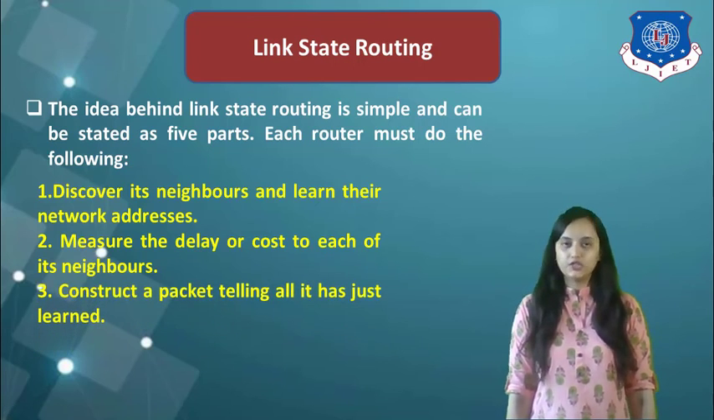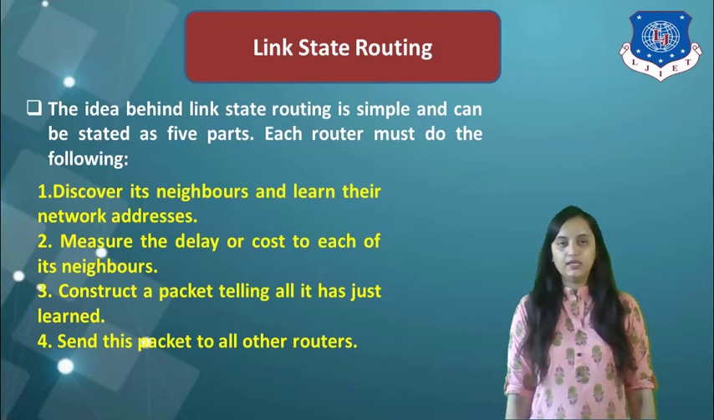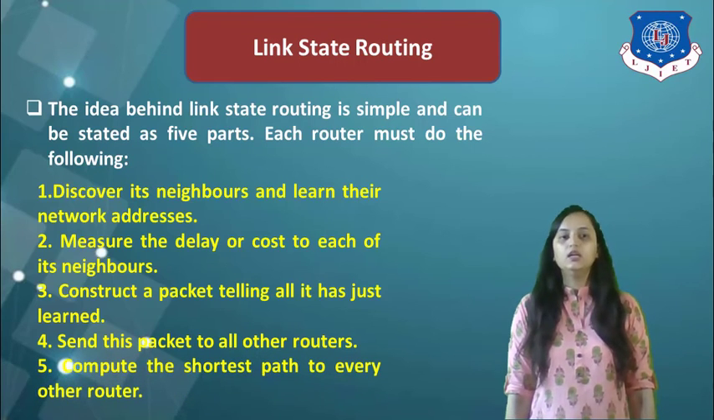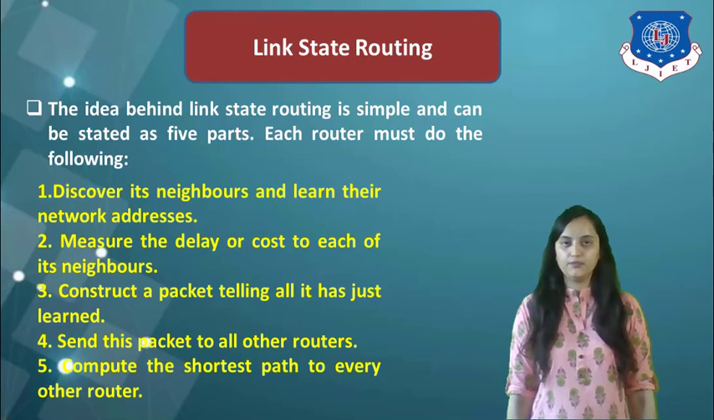The third is to construct a packet telling all it has just learned. That means whatever values it has learned, it has to construct a packet according to that. The fourth is to send this packet to all other routers. And the last is to compute the shortest path to every other router according to this information. So this is how the link state routing algorithm operates, and after following these steps, it establishes a link to the destination, and using that link the packets are transferred to the destination. This is how the link state routing algorithm works.